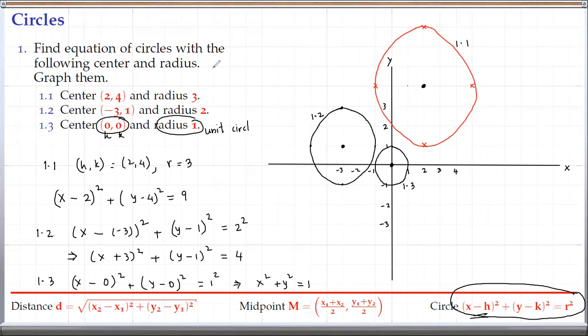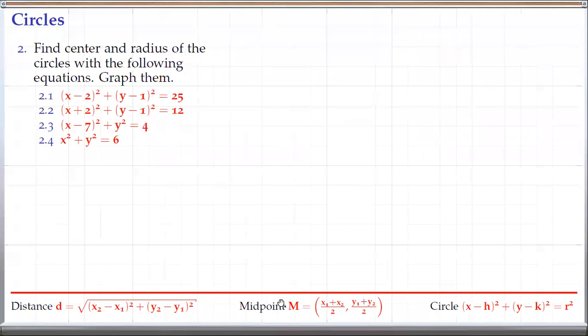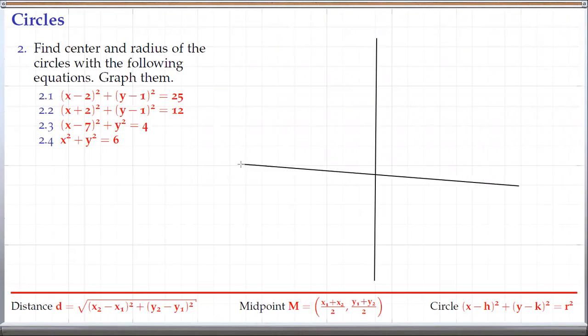Now let's look at a few more examples. So here we are given the equations, and we want to find the center and radius of these circles. So let's look at the first one. And let's go on graphing them at the same time. So I'm going to get the axis first. This is our y-axis. And this is our x-axis.